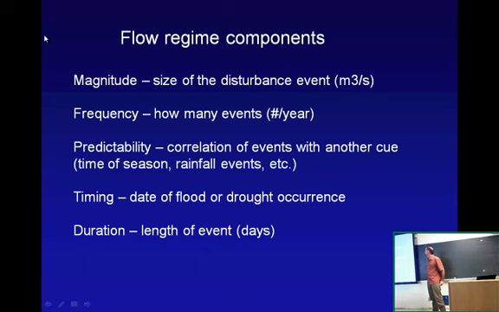The frequency of events, so how many of those types of floods occur during a year. The predictability, this is a more subtle concept right here. So predictability can be defined in a few different ways. I define it as the correlation of events, such as flood events, with another cue. And that other cue can be something like the timing within the season, or it could be individual rainfall events. And we'll see that ecologically and evolutionarily, both those types of predictability do matter for organisms. And of course, we have timing, the date during the year when it occurs, and the duration, which is simply the length of the event.